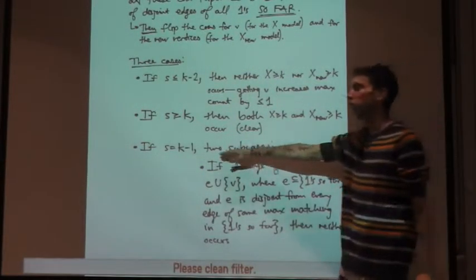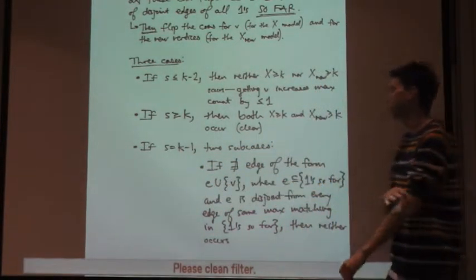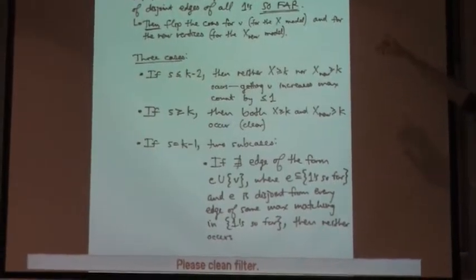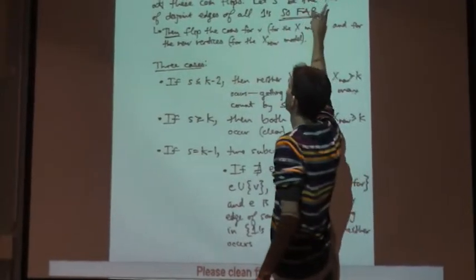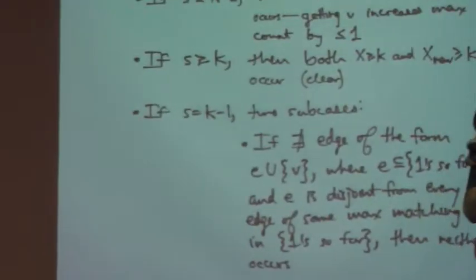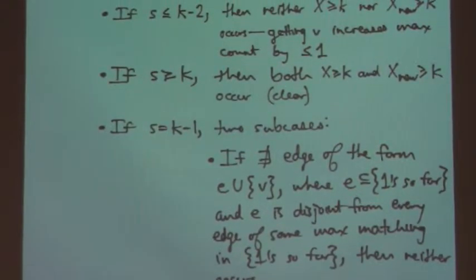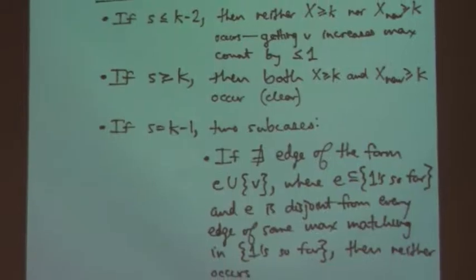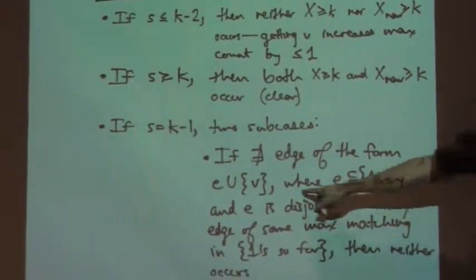So, two subcases. First of all, in order for either x or x new to increase, there has to be an edge that's eligible to be added. And an edge that's eligible to be added is an edge like this.